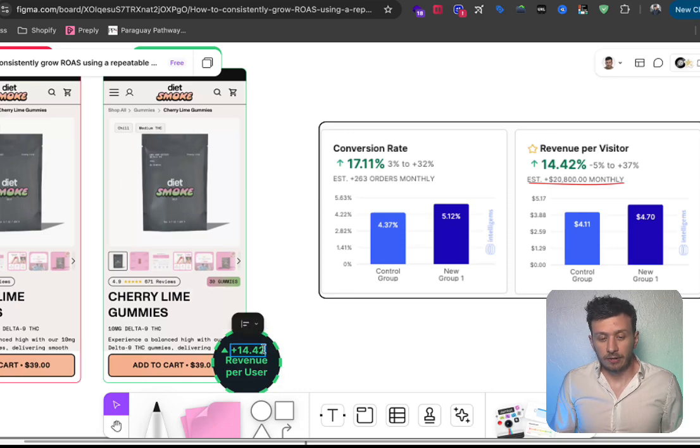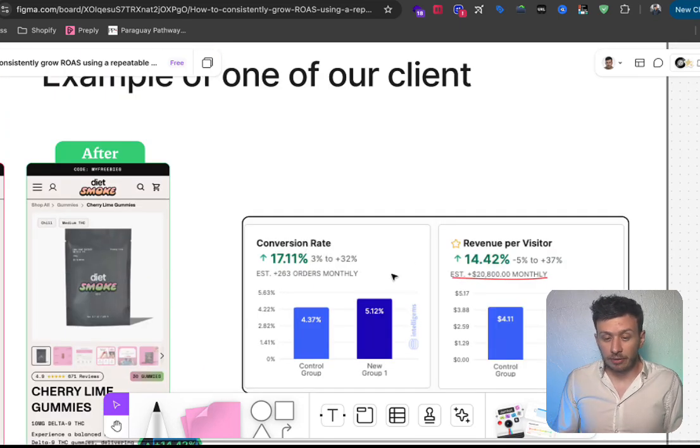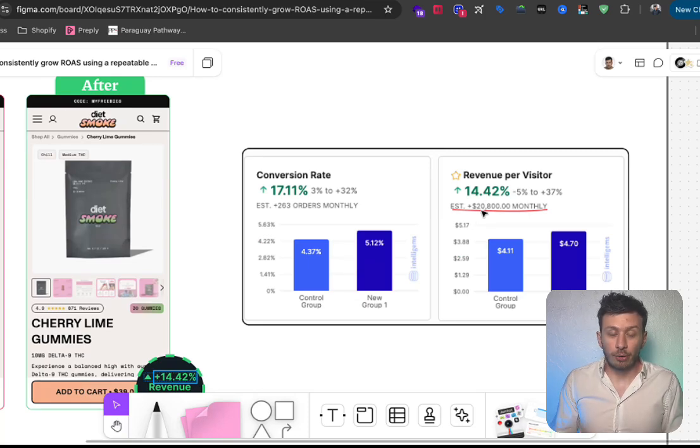So this simple change gave us a return of 14.42% revenue per user. And you can see right here, we have the A/B test result directly. This is a return of 20K more in the bank just by doing this simple change.